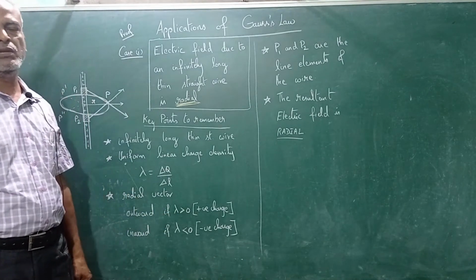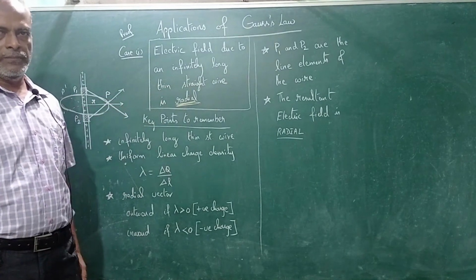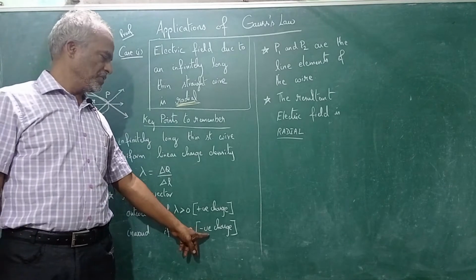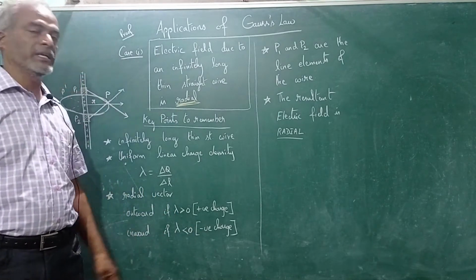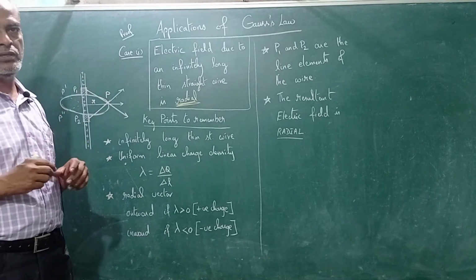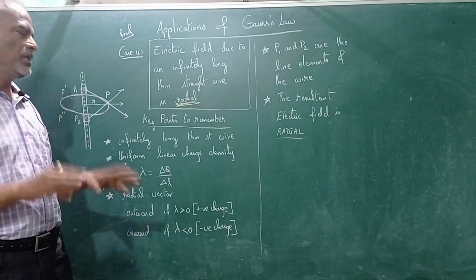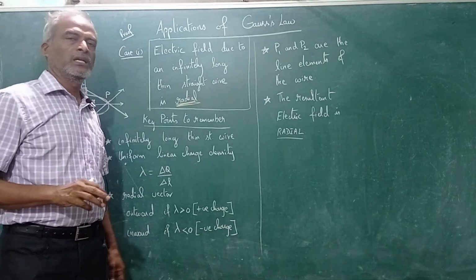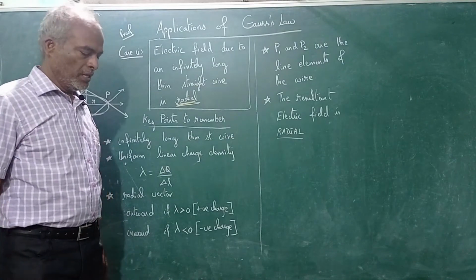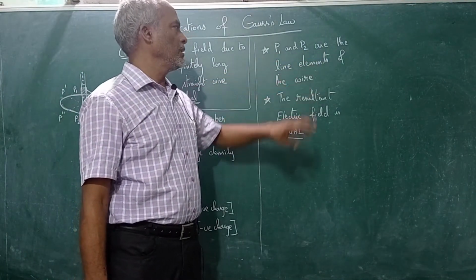Third, radial vector outward if lambda greater than 0. That means if we deal with positive charge, the radial vector will be outward. Suppose we are going to use negative charge, then the radial vector is inward. So in this case, we are going to deal with positive charge, uniform linear charge density. It is radially outward.